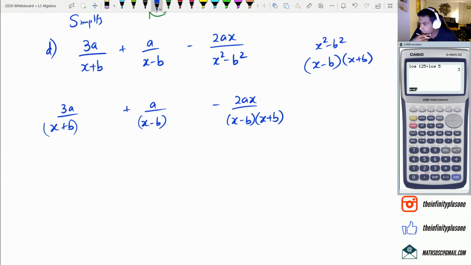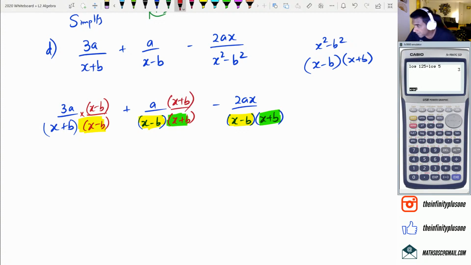Now, I need to find the common denominator. I've got x plus b here, but I don't have an x plus b here. So I'm going to put that green highlighter pen there. As for the x minus b, I've got it here, but I do not have it here. So I've got to convert those denominators so that they all end up being the same. So I'm going to multiply this by x minus b in the denominator and also x minus b in the numerator. As for the middle term, I'm going to multiply by x plus b in the denominator and the numerator by x plus b.